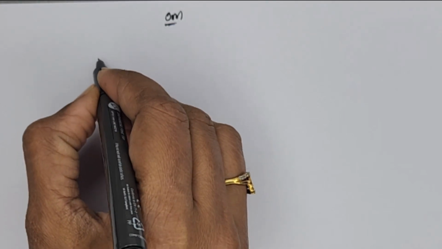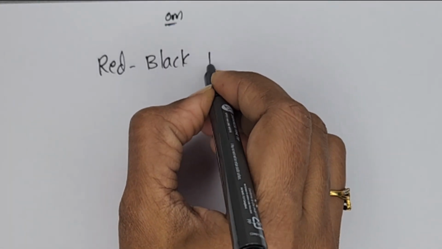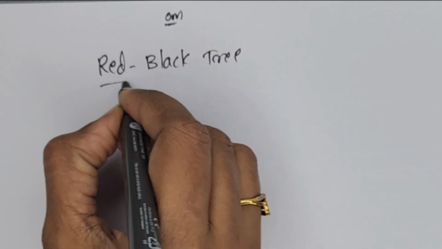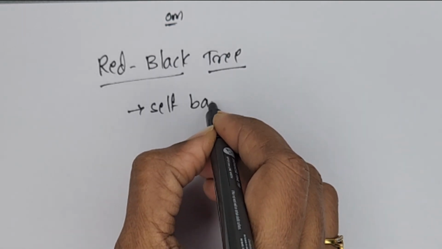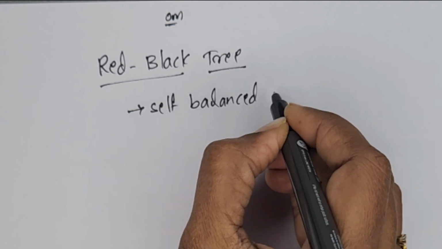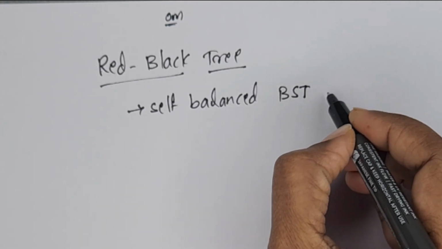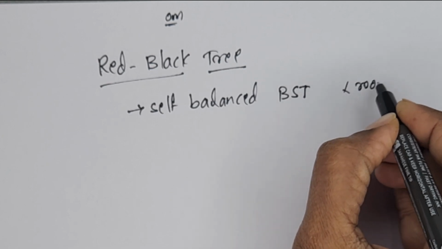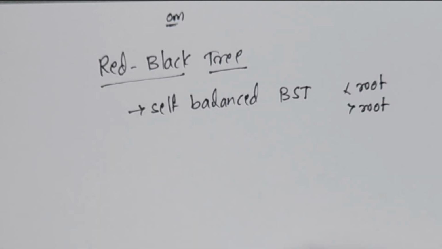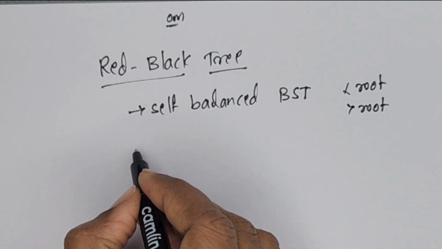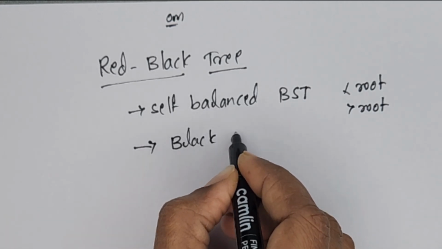Hello all. In this video, I'm going to explain red-black tree. Red-black tree is also a self-balanced binary search tree. So, binary search tree means left subtree elements are less than root, all right subtree elements are greater than root. And every node is either black or red.